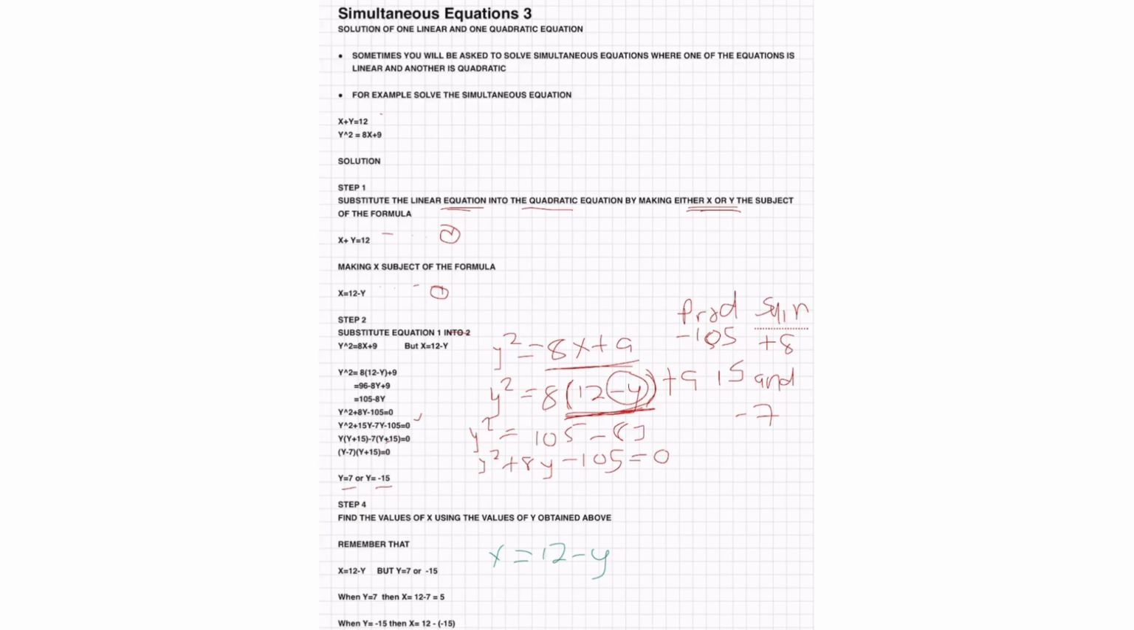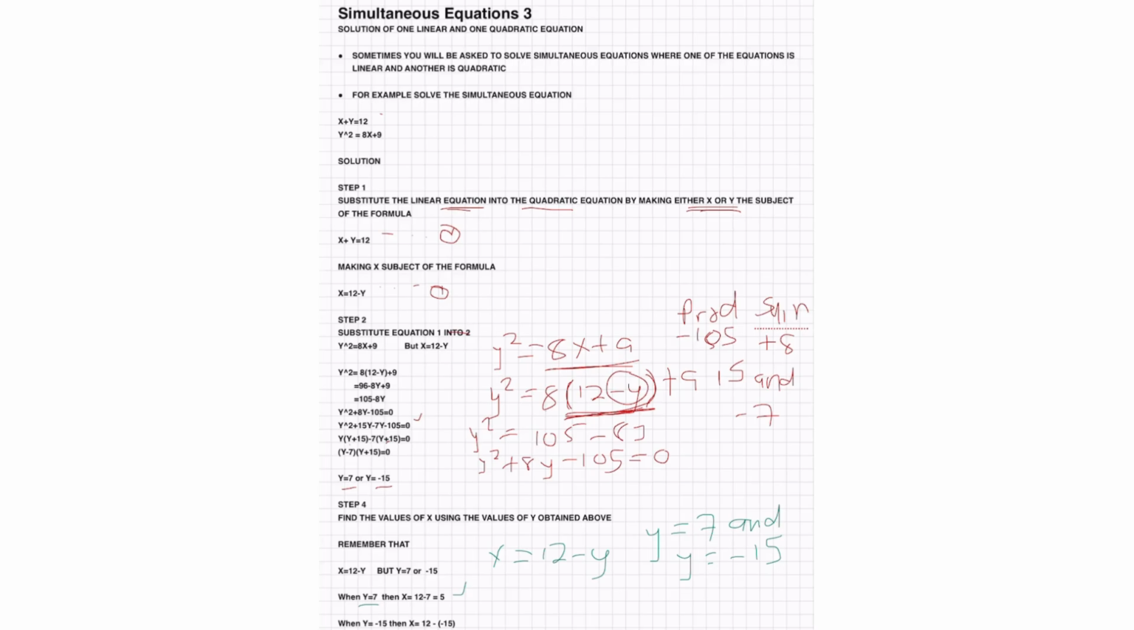But I want you to pay attention that you've got two values of y, which are y equal to 7 and y equal to minus 15. So it means that you're going to get two different values of x as well. So when y equal to 7, wherever there is y, you're going to put 7. So your x is equal to 12 minus 7, and x equal to 5, like this.